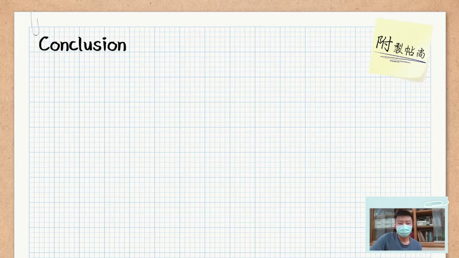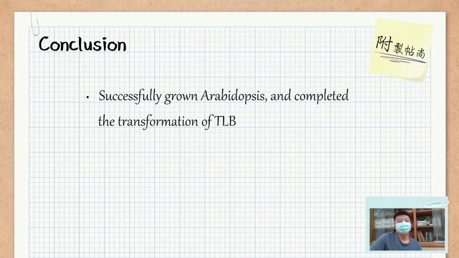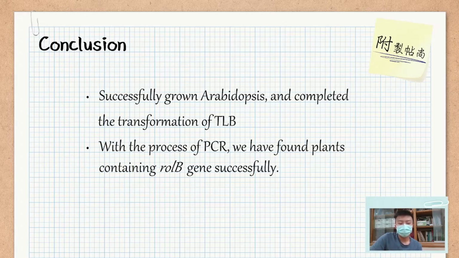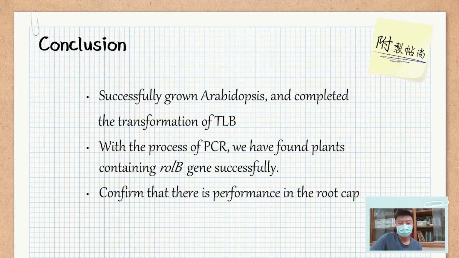Let's move on to the conclusion. First, we successfully grew our plants and completed the transformation of TLB. Second, with the process of PCR, we have found plants containing the rolB gene successfully. And last, we can confirm that there is expression in the root cap.